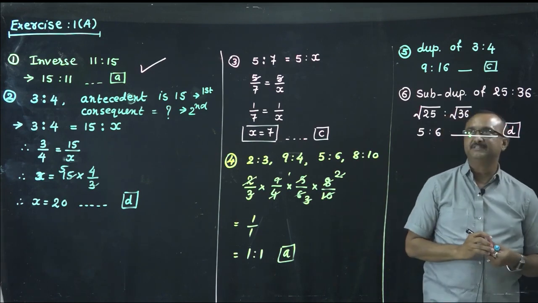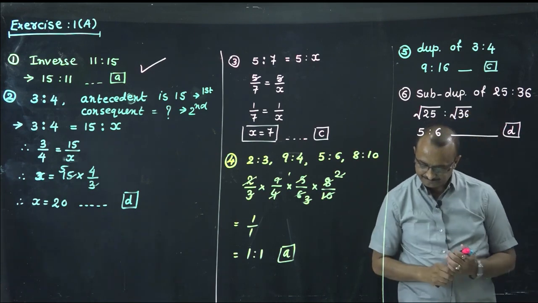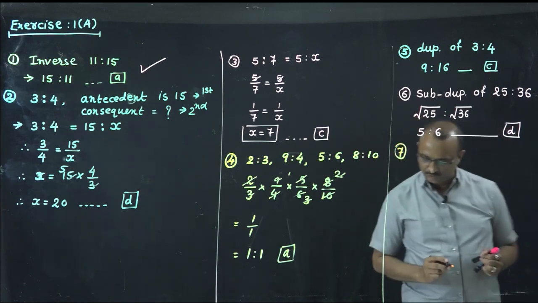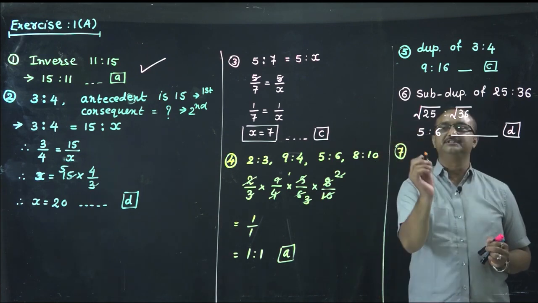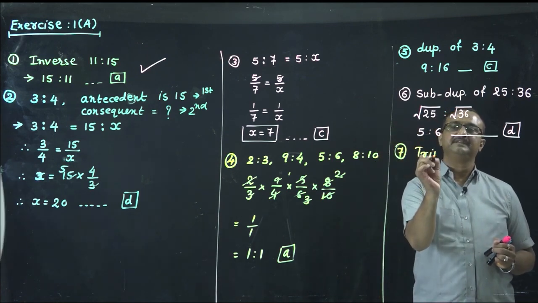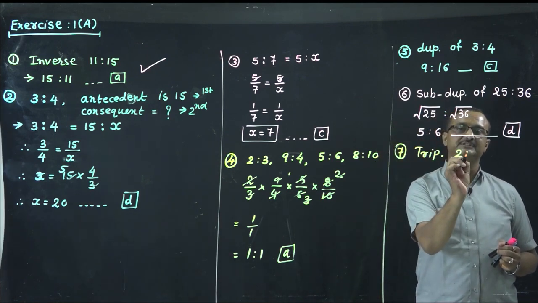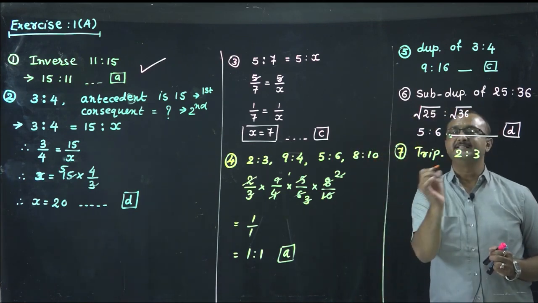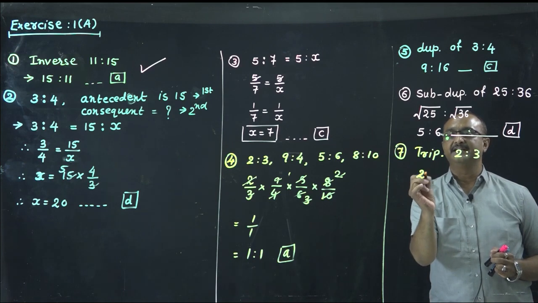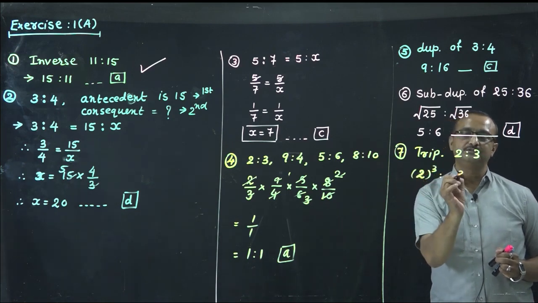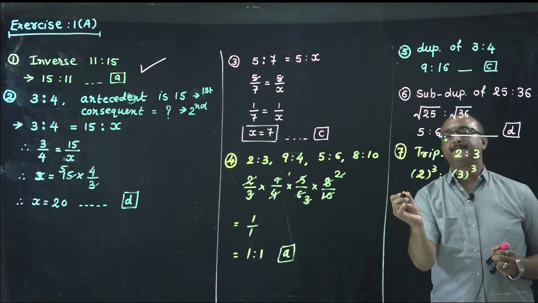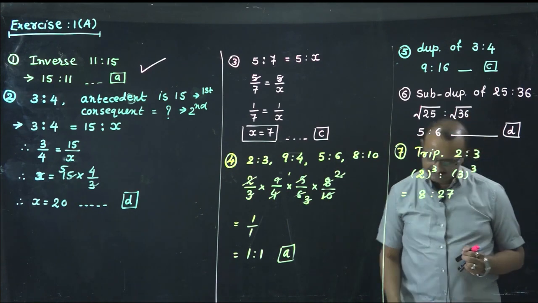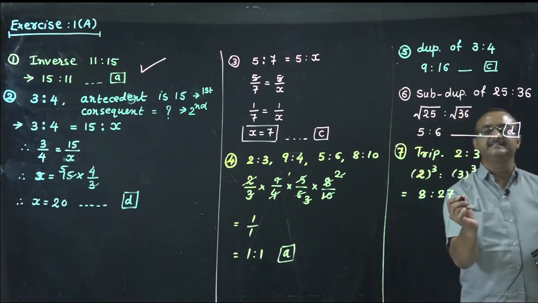Now question number 7. The triplicate ratio of 2 is to 3. So what is the triplicate ratio? It is the cube of both the terms, like 2 cube is to 3 cube. It is equal to 8 is to 27 and option A is the correct answer.